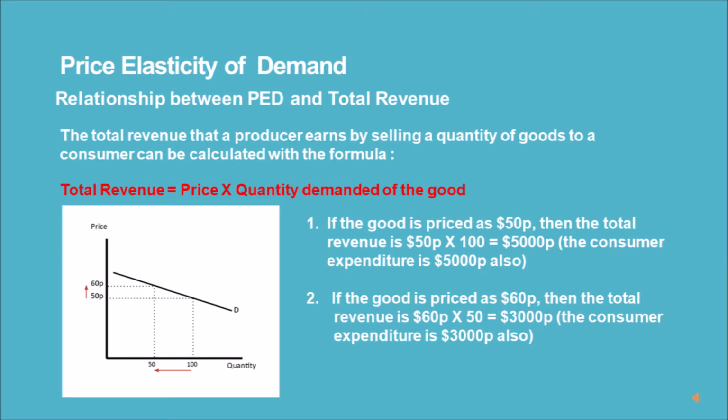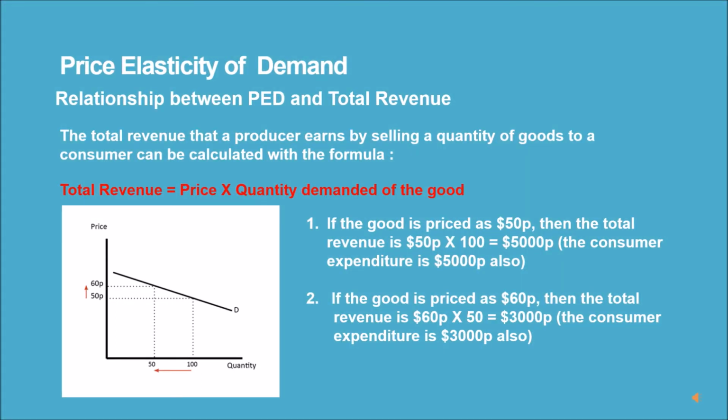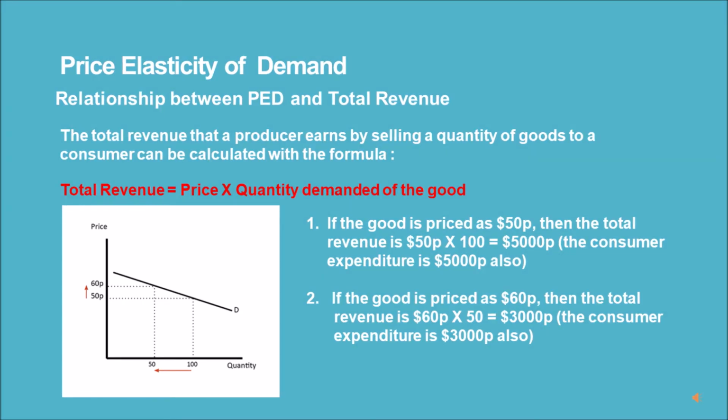Relationship between PED and total revenue. The total revenue that a producer earns by selling a quantity of goods to a consumer can be calculated with the formula below. Total revenue is equal to price multiplied by quantity demanded of the good. 1. If the good is priced at $50p, then the total revenue is $50p multiplied by 100 equals $5,000p. The consumer expenditure is $5,000p also.